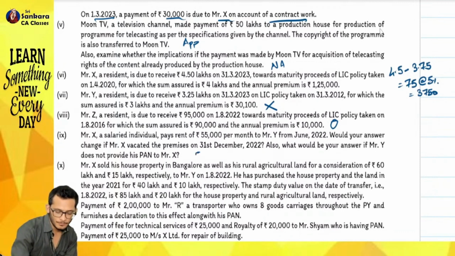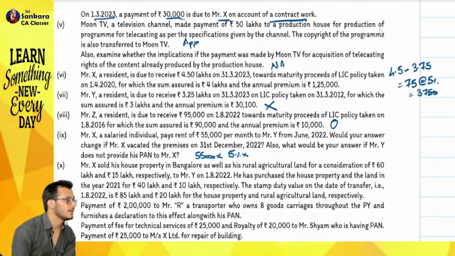What is the number? 55,000 into 5% into how many months? 10 months. Why? April, May, ignore, 10 months. The number is 27,500. You will deduct this 27,500 when? Every month, last month, 31st March. You will deduct on 31st March.